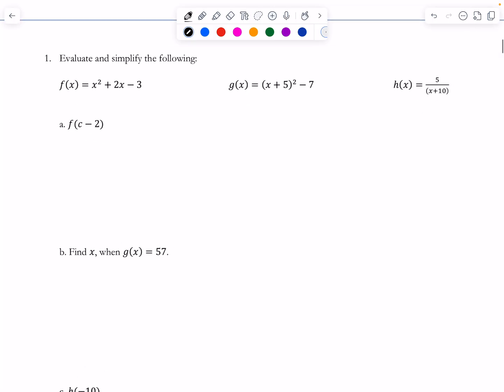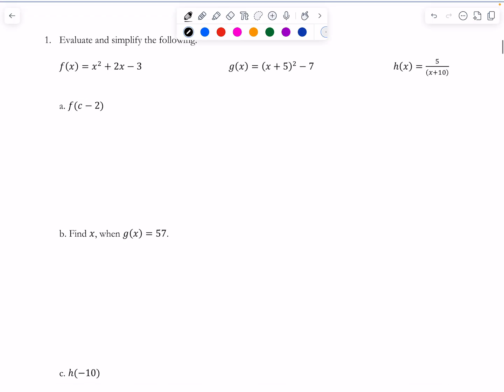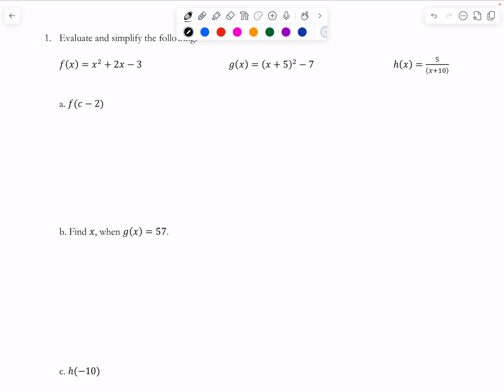So the first one has a few parts where it asks us to evaluate and then simplify if possible. So the first one says f of c minus 2. So how I'm going to do this is where it says x in my function, I'm going to replace that with c minus 2. So (c minus 2) squared plus 2 times (c minus 2), and then minus 3.